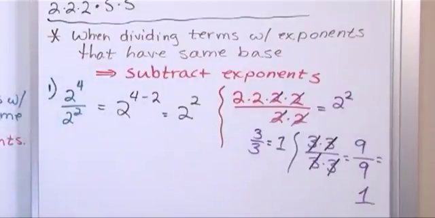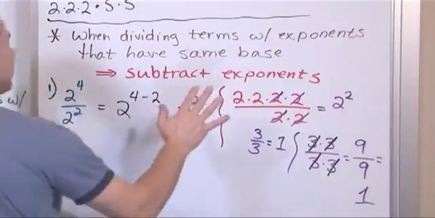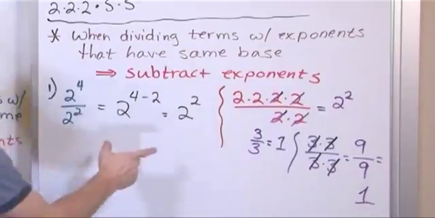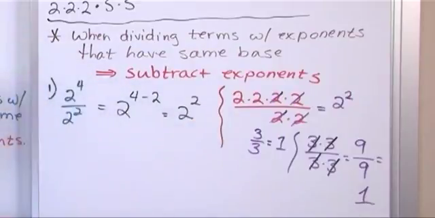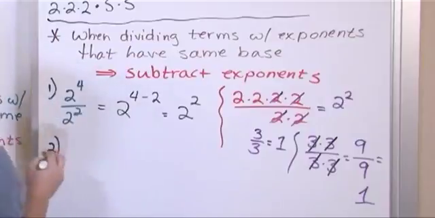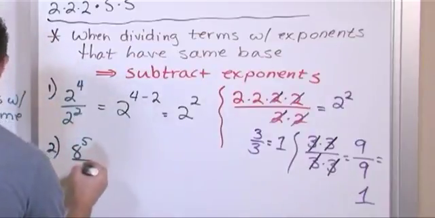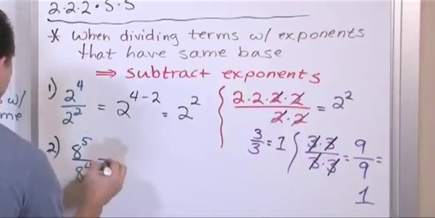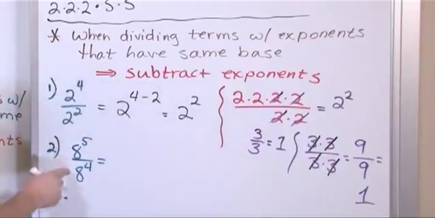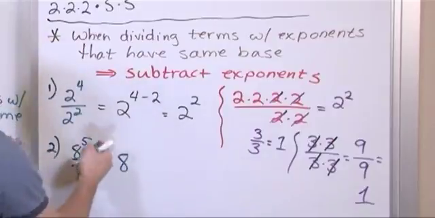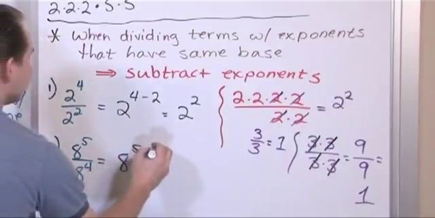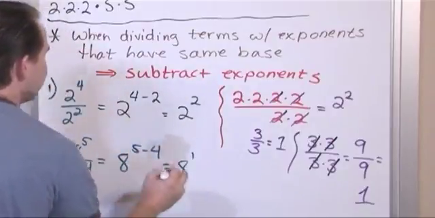But you don't have to think about all that. That's just to give you an idea of why it works. This is the real rule: if the bases are the same, you subtract the exponents. So what else do we have? Let's say we have 8 raised to the power of 5 divided by 8 raised to the power of 4. Here the bases are the same, so all I do is subtract the exponents, 5 minus 4. So I'm going to have 8 raised to the power of 1.